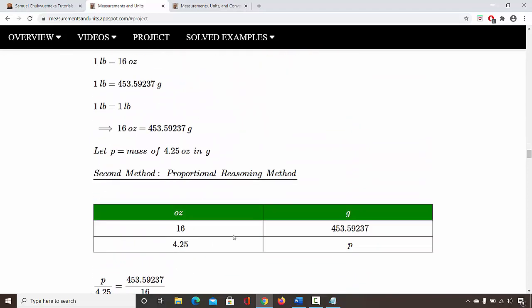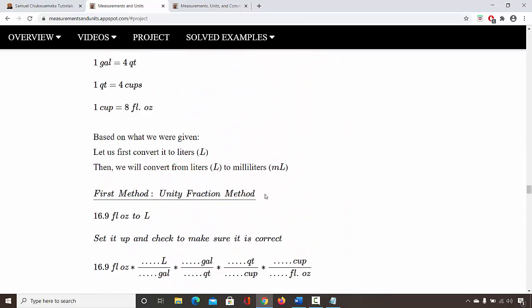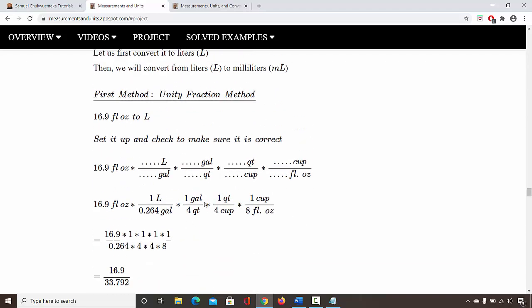The other method is the unit fraction method, but I was asked to keep this video under 30 minutes. I want to stick to time. Please go over it. I think I explained it well.